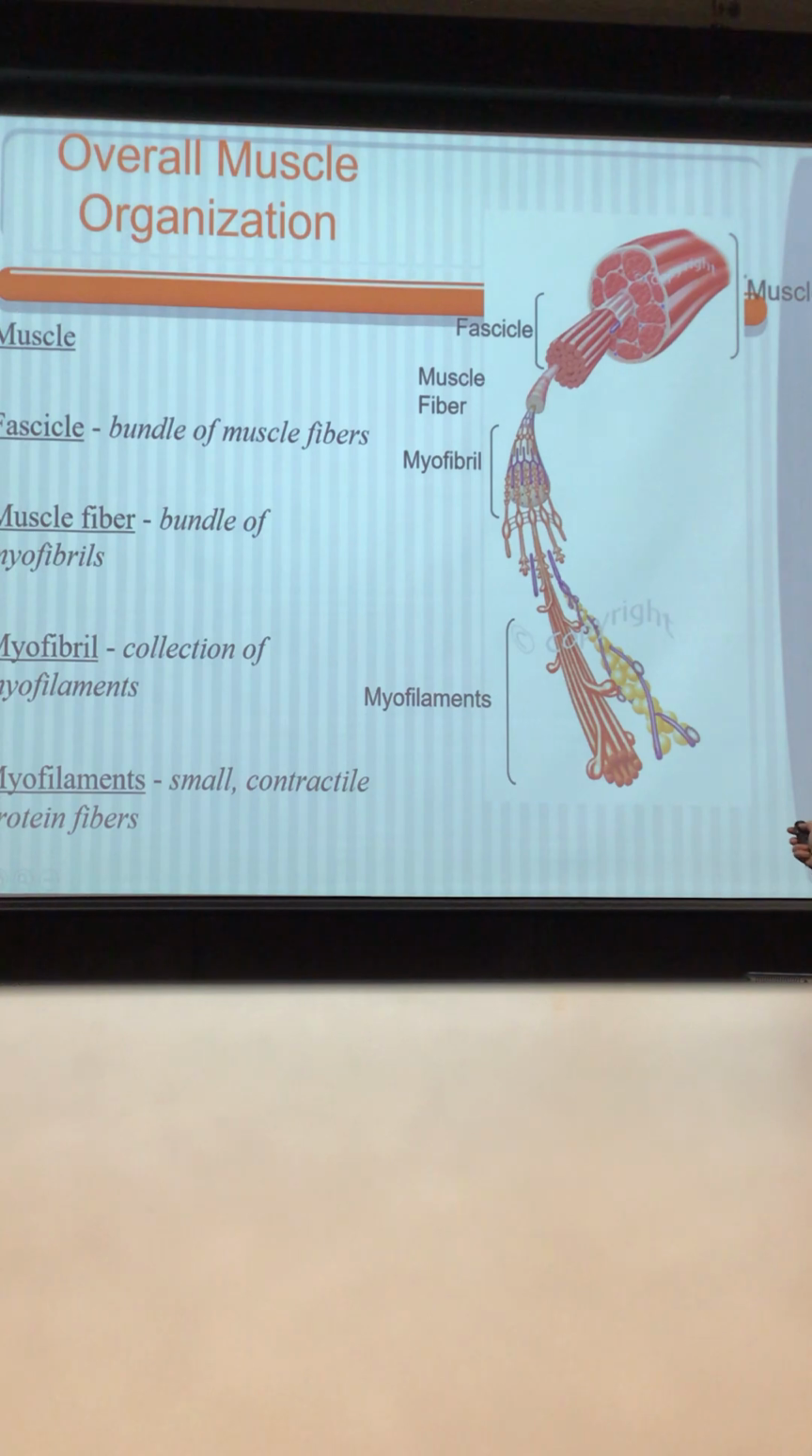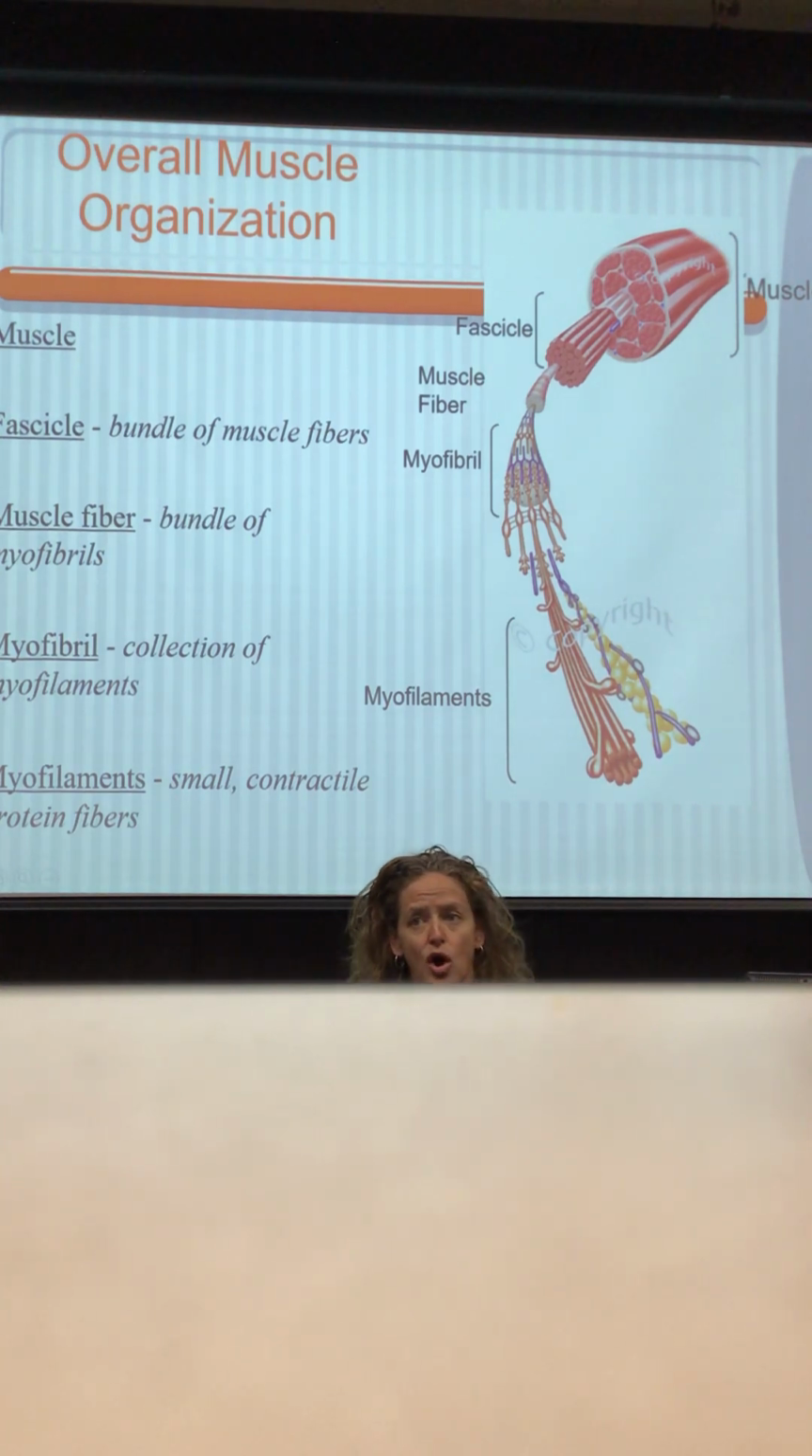Let's start big. We have the whole muscle. The whole skeletal muscle is made up of these rounder sections called fascicles. Each one of these circles is a fascicle. Each fascicle is a collection of muscle fibers. So this whole circle is the fascicle, but the fascicle itself is made up of individual muscle fibers.